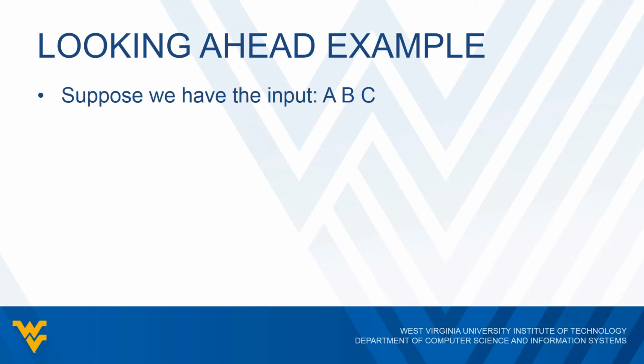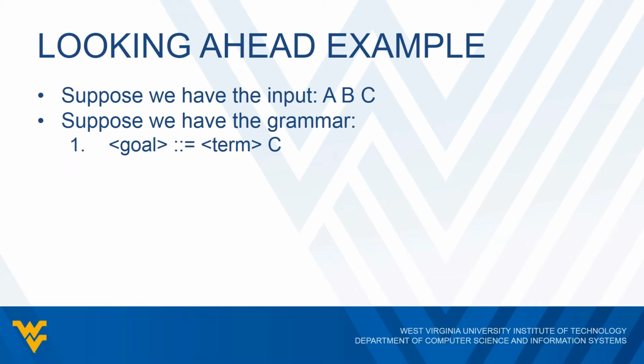For example, let's say we have the following input sequence, A, B, C. And we're not worried about exactly what A, B, and C do. We have A, B, and C. And let's say we have the following grammar. We have one rule that says the goal is defined as some term and then C, and a term is defined as either AB or BC.